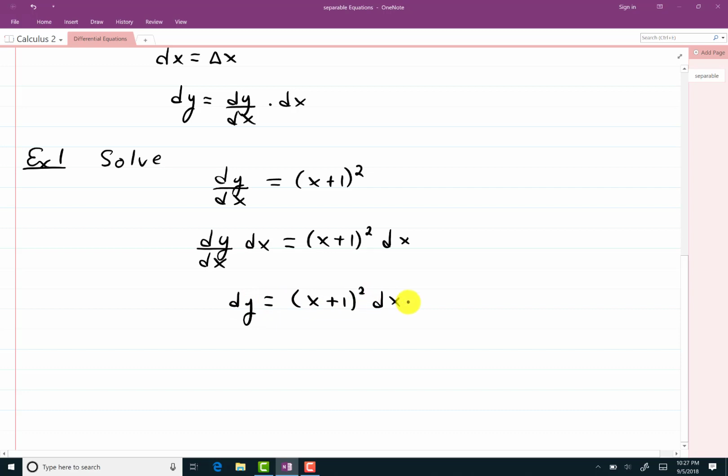And right here we've accomplished what's called separating the variables. y's on one side, x's on the other. So then what I can do at this stage is slap an integral on both sides of the equation, and you must understand that eventually an integral is going to be taken on all differential equations to solve them.